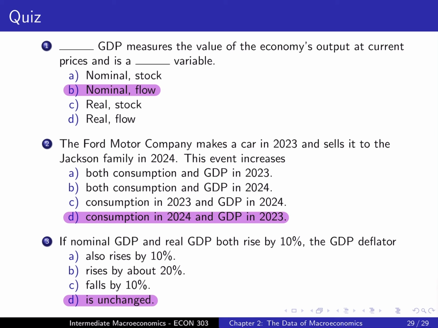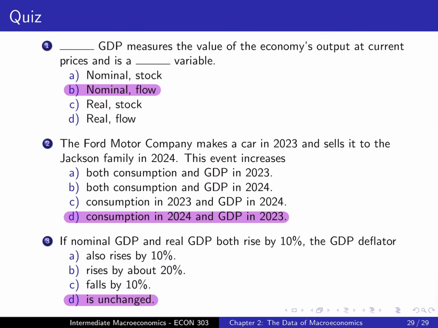Question number 2. The Ford Motor Company makes a car in 2023 and sells it to the Jackson family in 2024. This event increases what? The car counts as inventory in 2023, which increases GDP then. When sold in 2024, it counts as consumption, but it doesn't count again in GDP since it was already included. So the answer is D. Consumption in 2024 and GDP in 2023.